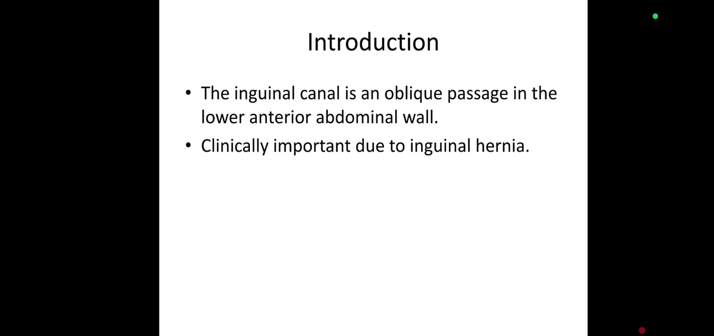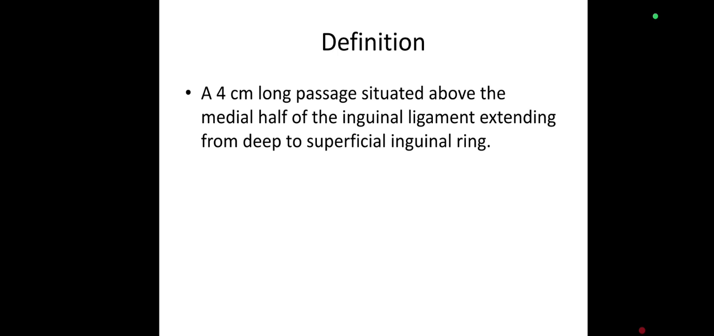Now introduction. The inguinal canal is the oblique passage which is present in the lower anterior abdominal wall. Clinically important in inguinal hernia. So it is a 4 centimeter long passage situated above the middle half of the inguinal ligament, and it extends from the deep inguinal ring to the superficial inguinal ring.